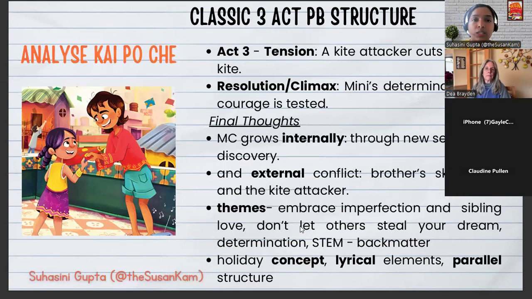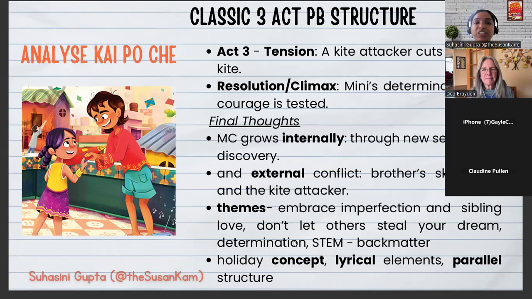And then in Act 3, there is tension. A kite attacker cuts the brother's kite. And in the resolution, Minnie's determination and courage are tested. And obviously, I'm not going to reveal the end of the story. So you've got to read it and find out what happens.